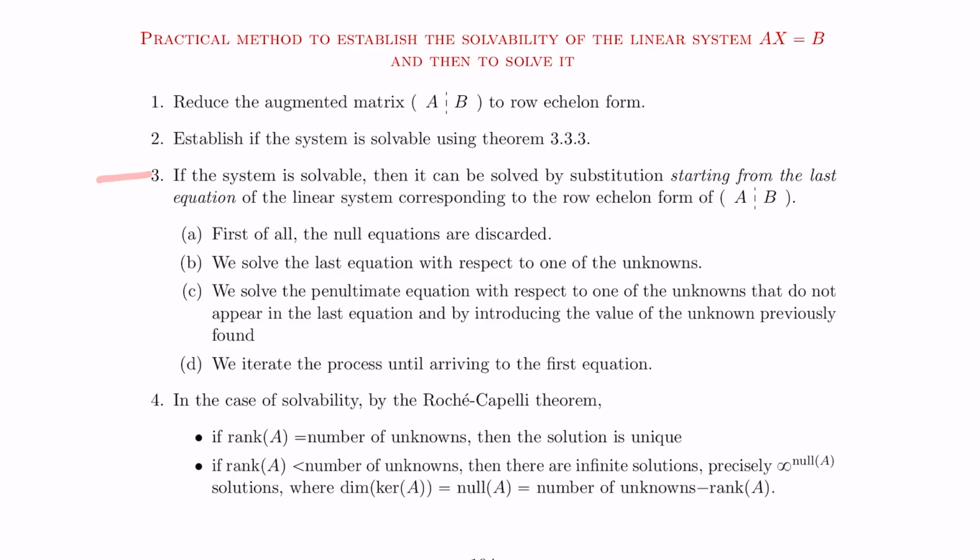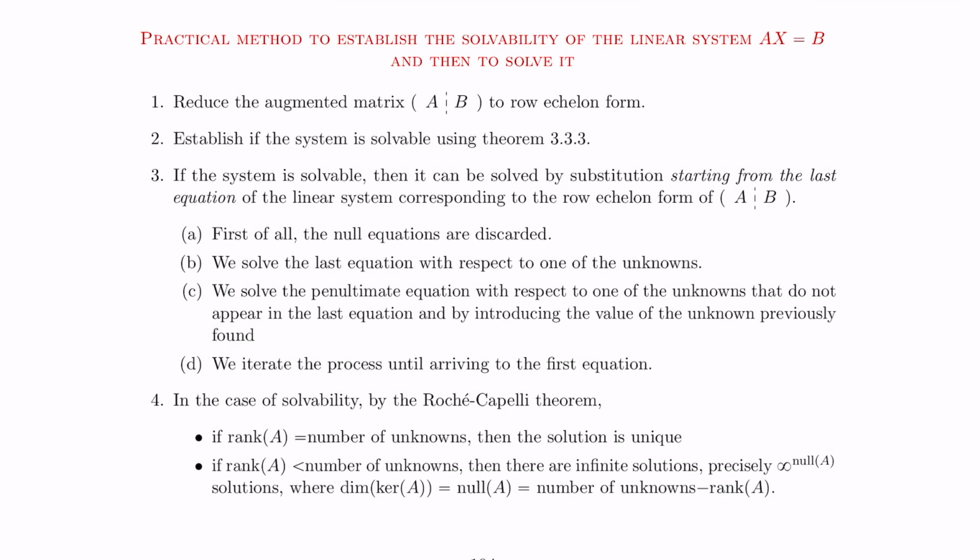If the system is solvable, then it can be solved by substitution with the bottom-up procedure that we have seen in the last examples. Regarding the uniqueness of the solution, by the Roche-Capelli theorem, we have that if the rank of A is equal to the number of the unknowns, then the solution is unique. But if the rank of A is strictly inferior than the number of unknowns, then there are infinite solutions, and there are as many free parameters as the nullity of A.